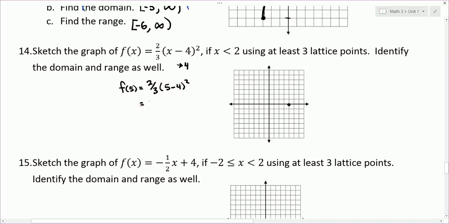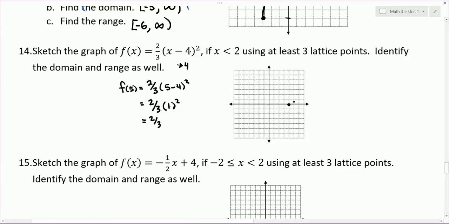And as I work through this, we end up with 2/3. That is a point 5, 2/3. At 5, I'm going to go up just a little bit, but that's not a lattice point. We can only work with integer values for it to be a lattice point. So we need to work a little more carefully here.